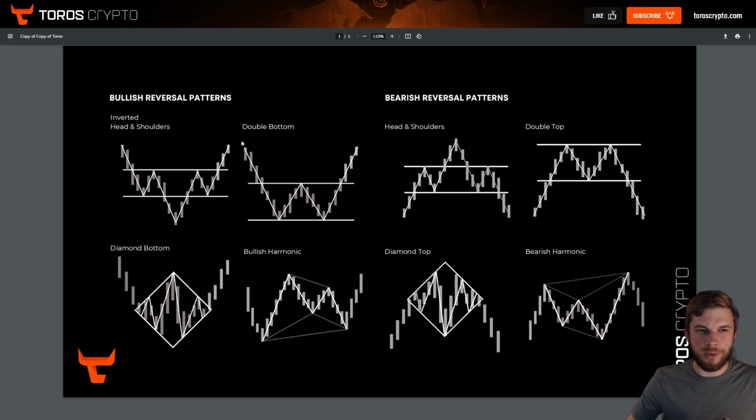So again, let's take the double bottom as an example. You are looking for a move down. You come down into these lows, you have a bounce off of those lows, which starts to create a resistance level. You come back, you test those lows again, those lows hold, and then you get a reversal through that resistance to reverse the trend it has come from.